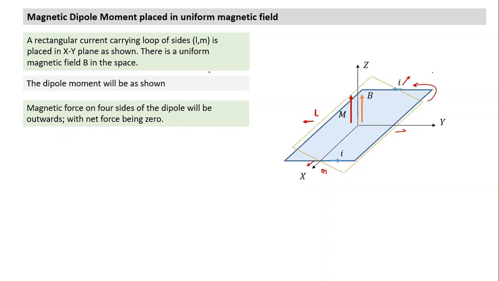And since the entire rectangular loop, which plane is it lying in? It is lying in the XY plane. So all the forces also are acting in the XY plane. All are in the same plane. Forces are in the same plane, net force being 0.